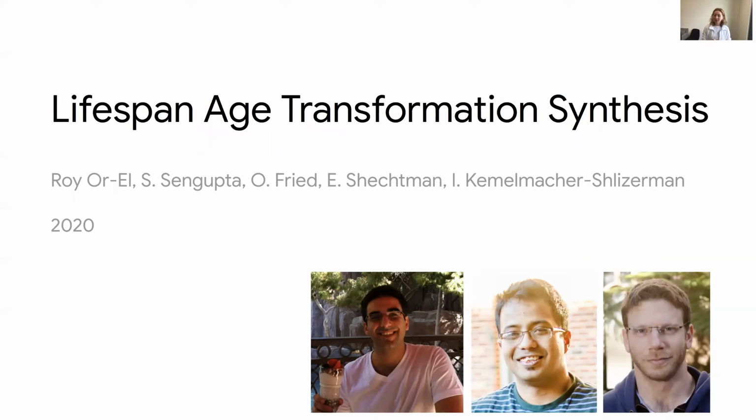Great. So in the remaining time, I want to just show a few results from other related works from my group on image synthesis. One is called Lifespan Age Transformation Synthesis. It is led by Roy Orel, a student in my team, Shumdeep Singh Gupta, Ohad Fried from Stanford, and Alish Ahmer from Adobe, with myself. This is a new work that didn't appear anywhere yet.